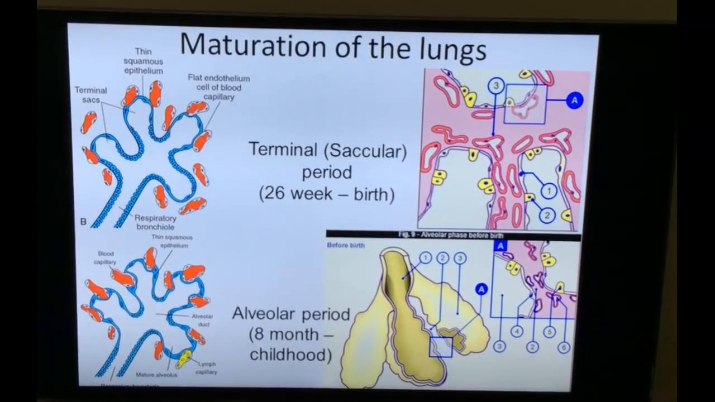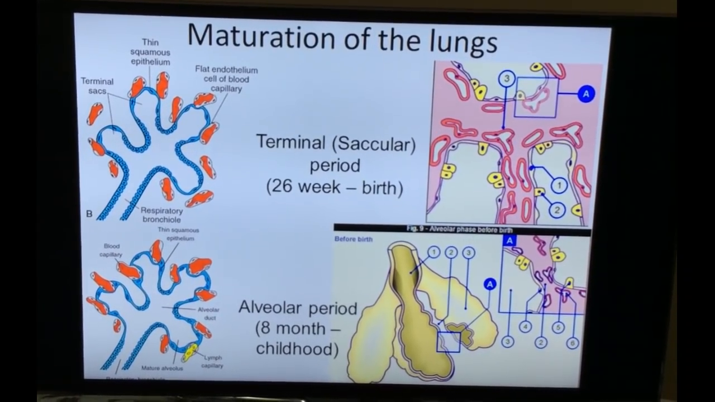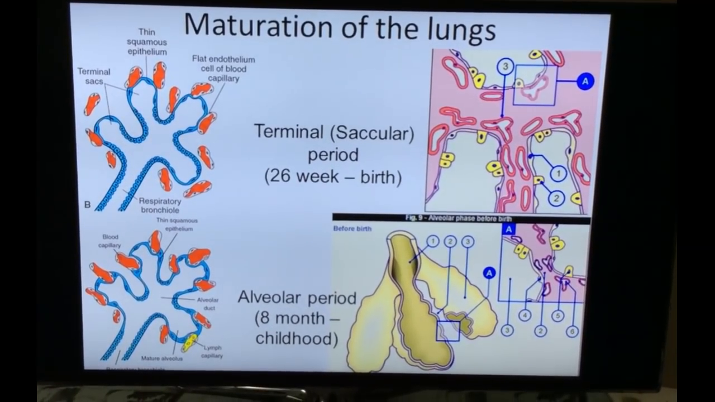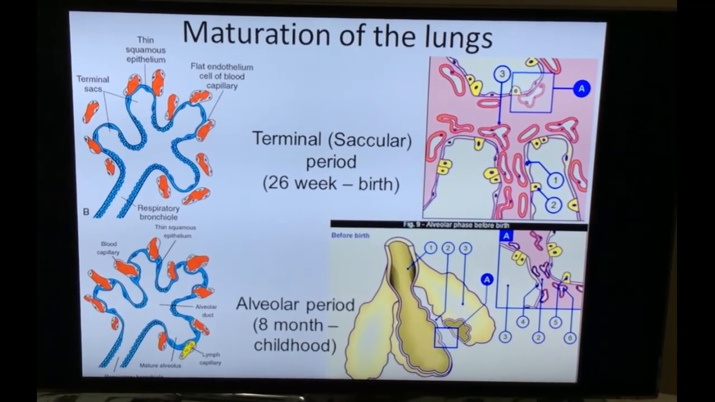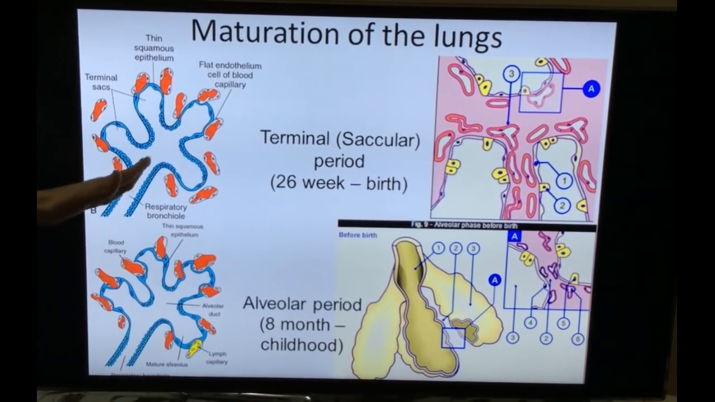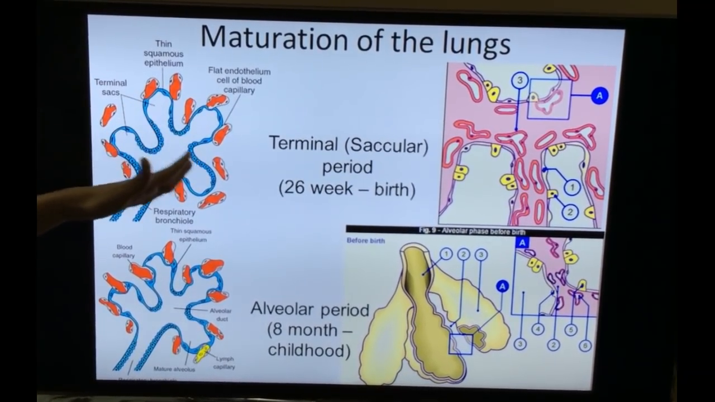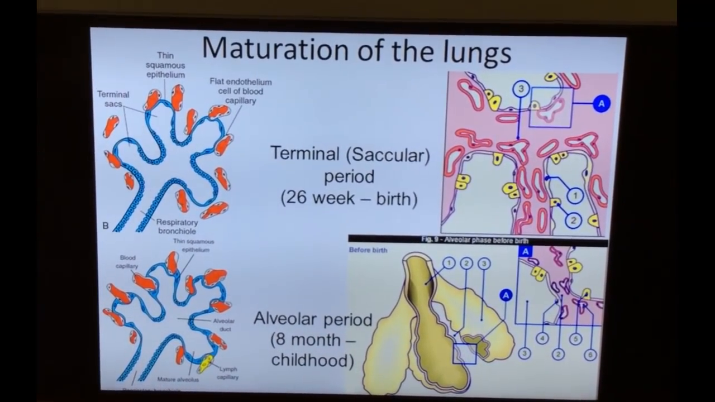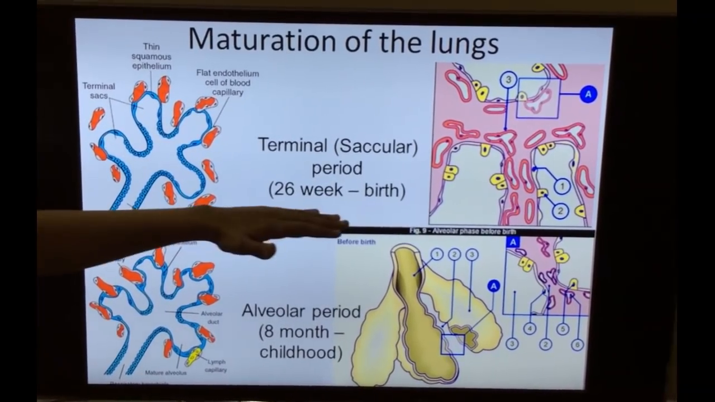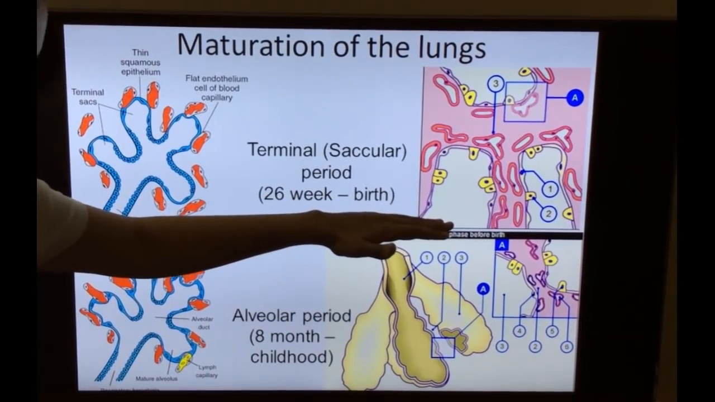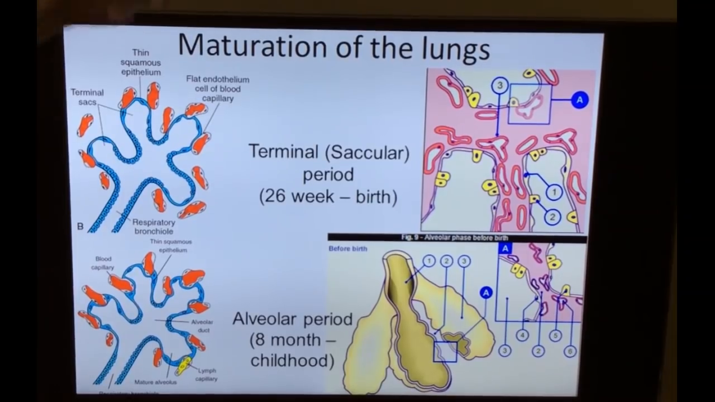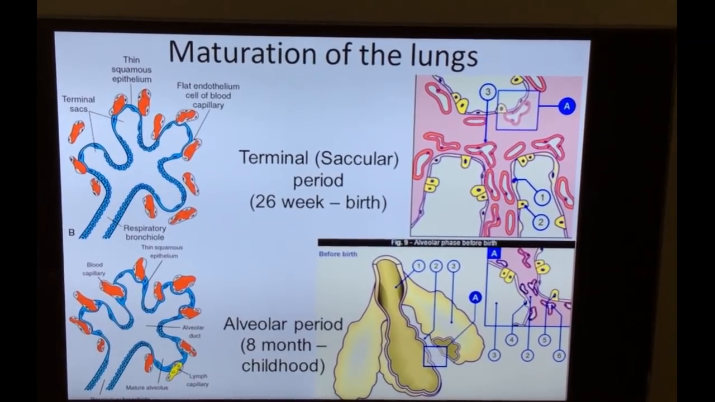The next period is the terminal or saccular period, where there will be formation of alveolar sacs. You can see here the respiratory bronchioles will lead into alveolar ducts, and that will form different sacs called alveolar sacs, which is between 26 weeks till birth. These sacs will form the alveoli.